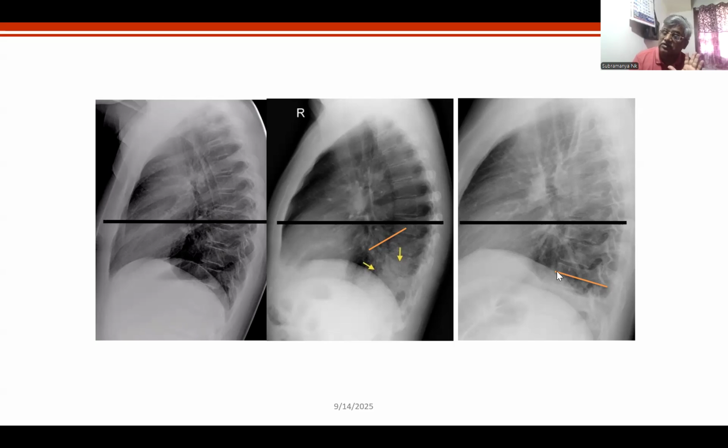But right now, focus on the point. Look at here. Suddenly, there is radiopacity of the spine. Here, there is a gradual radiopacity of the spine.